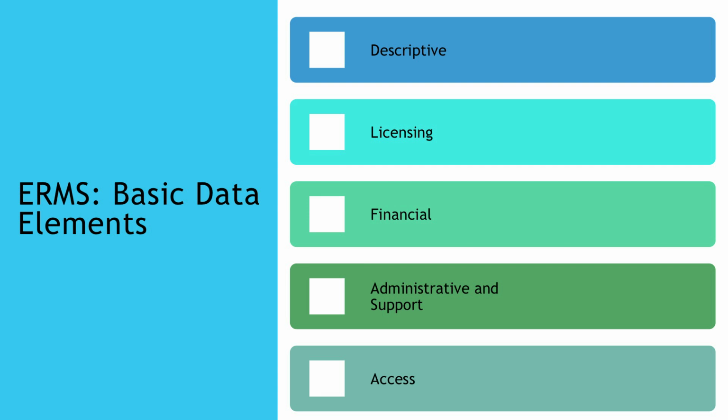In case of the descriptive data fields, we should have title, holding, ISSN, etc. In case of the licensing, we should have ILL rights, authorized users, license metadata entry and other things. In case of the financial element, we should have price cap and relationship with the print journal, if any. For the administrative support, it should be capable of storing administrative passwords, vendor contact info and other things. For the access, it should have the access authorization method.